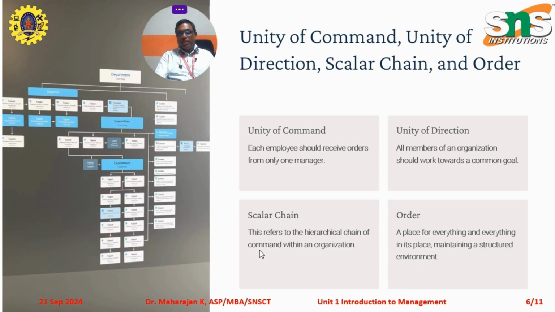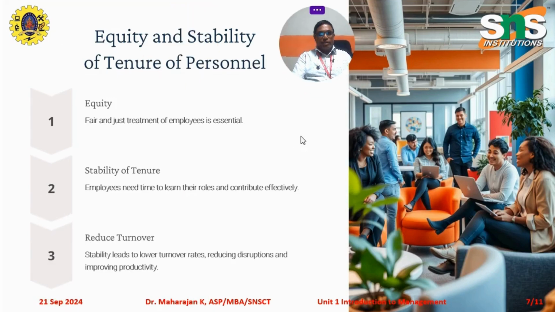Then order means there should be a place for everything, and everything must be in its place. So a structured environment. It applies not only to machines and material, it applies to human beings also, where each person will be seated, where each person will be working. So order is very, very important in an organization. Then we have equity and stability of tenure. Equity means fair and just treatment for all the employees. There should not be any partiality. All employees should be treated equally. Then stability of tenure. Employees need time to learn their roles and contribute effectively. So people must be allowed to work, and people must be retained in the organization as far as possible. We should reduce the turnover, reducing disruptions and other things to improve productivity.